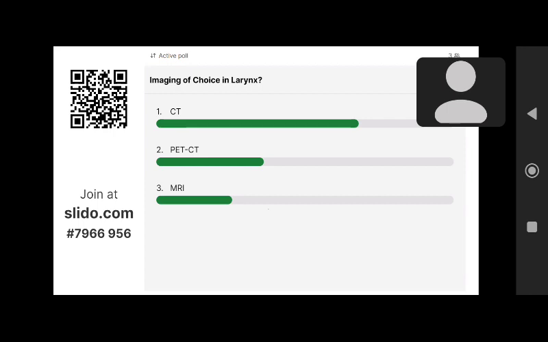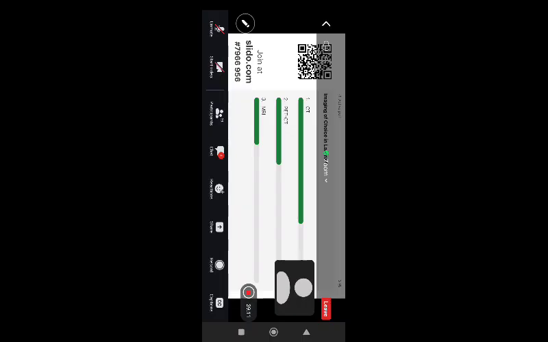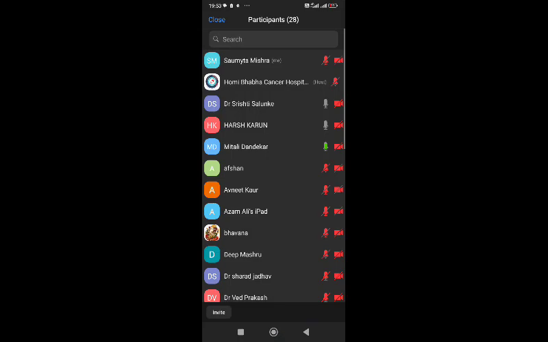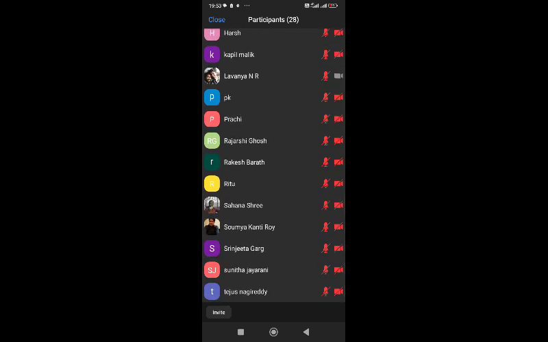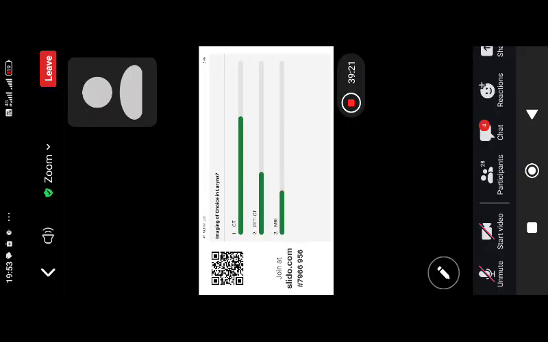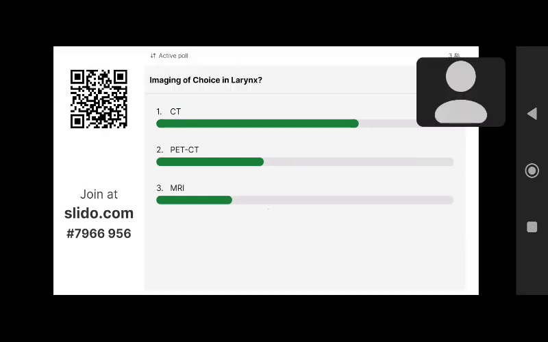So what about cartilage involvement? Ma'am, MRI has better sensitivity for cartilage erosion because it tells us better about the marrow infiltration. Marrow infiltration, yes. If you want to make a decision with regards to organ preservation versus surgery, yes, ma'am.